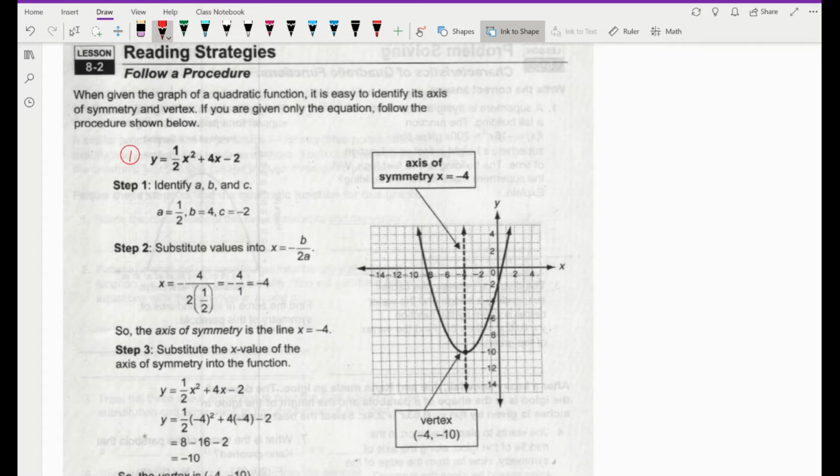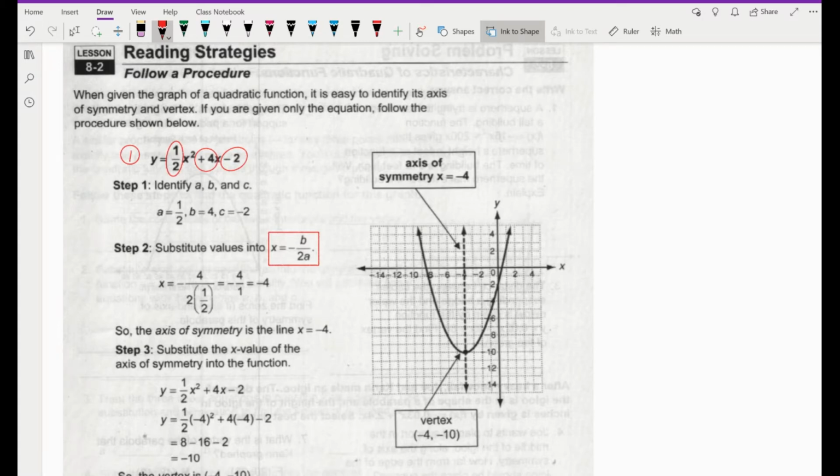y equals 1/2 x squared plus 4x minus 2. We must first identify the a, b, and c coefficients. A here is 1/2, b is positive 4, and c is negative 2. We will then plug these coefficients into x equals negative b over 2a. Once we get the axis of symmetry, we will plug this point back into the original function for x and find the y value.